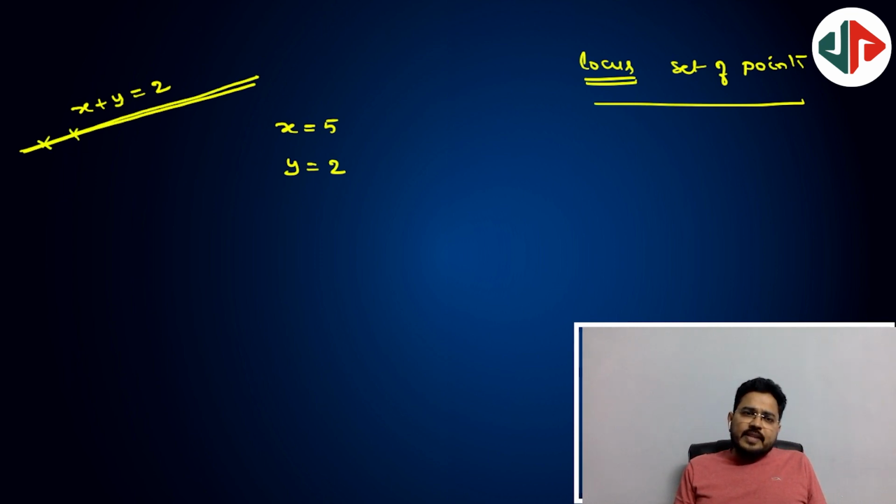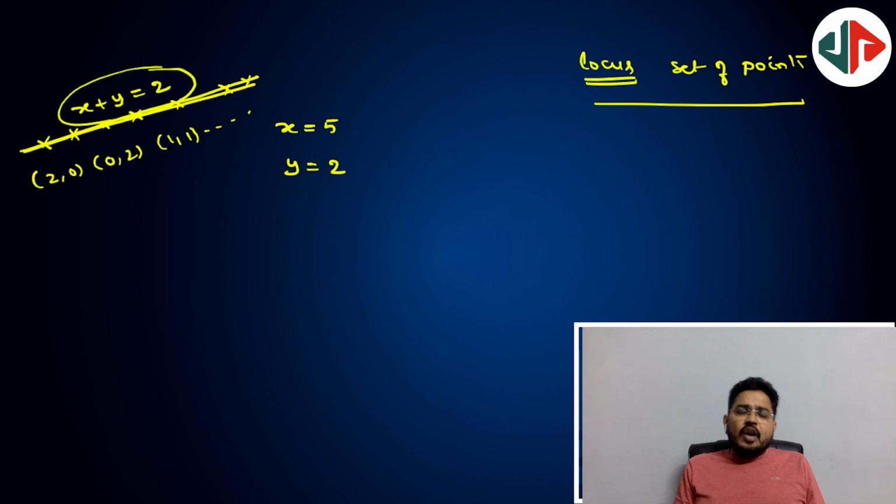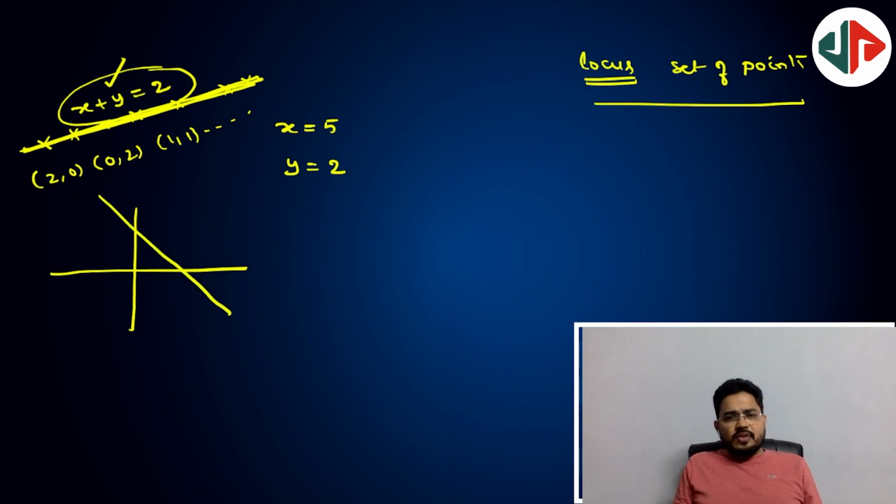All the points where the sum of the ordinate and abscissa is equal to 2. So you have infinitely many points. Instead of writing every point like (2, 0), (0, 2), (1, 1), etc., instead of writing all these, we'll write x plus y is equal to 2. So when you represent this in the coordinate system, the entire path is the locus.